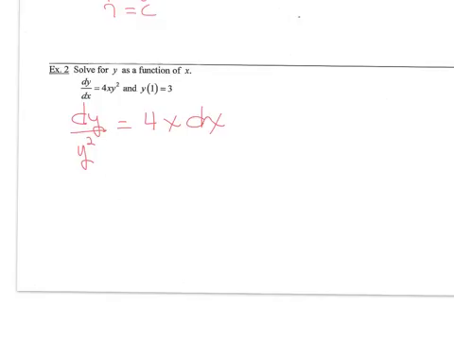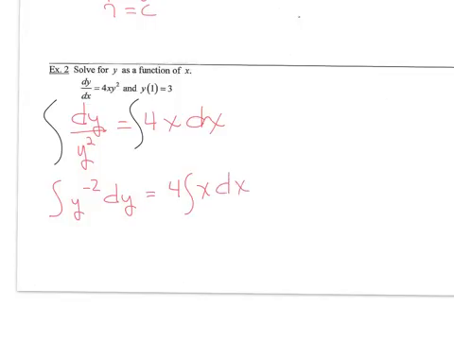And if we take the integral of both sides, I could rewrite this if it's helpful: y to the negative 2 dy. And if you want, you can pull the 4 out. You don't have to, but you can pull the 4 out.